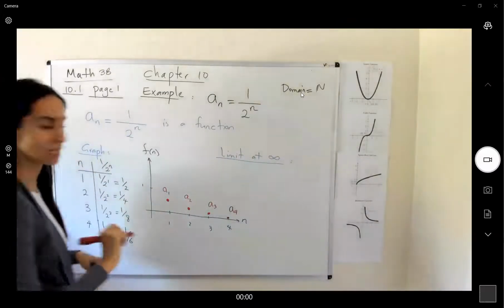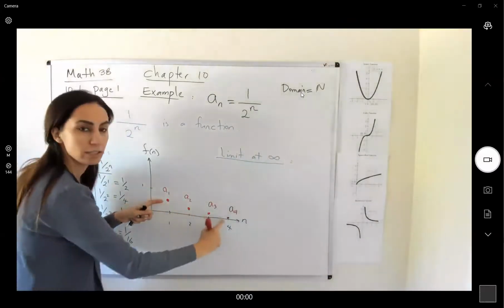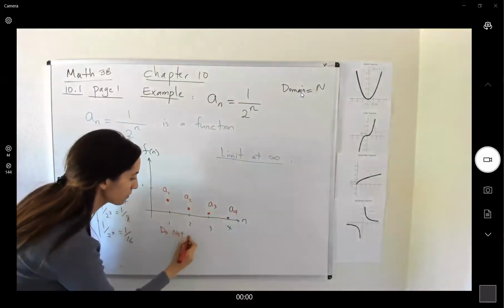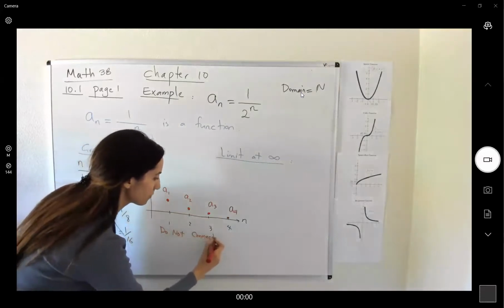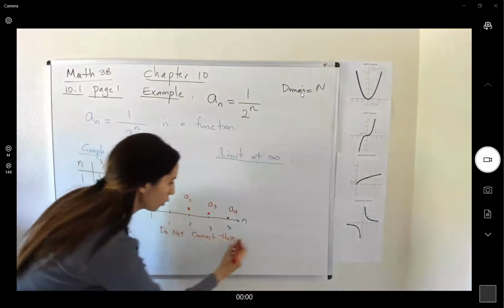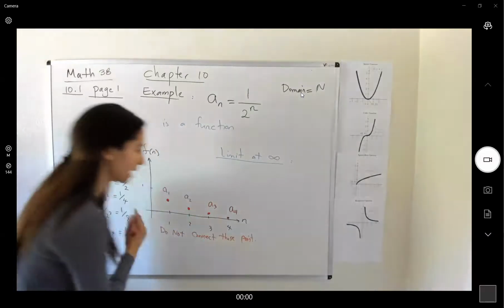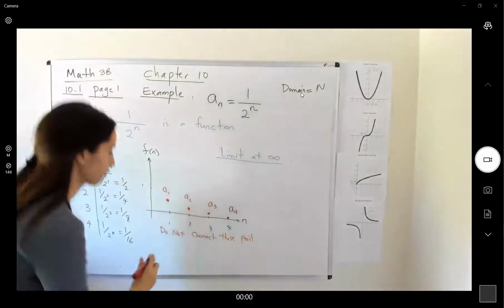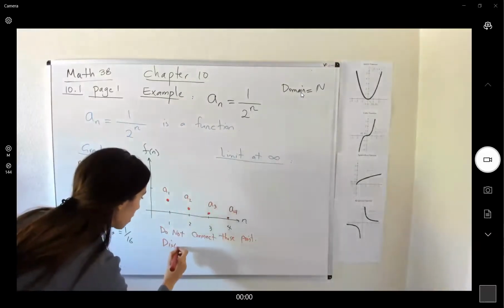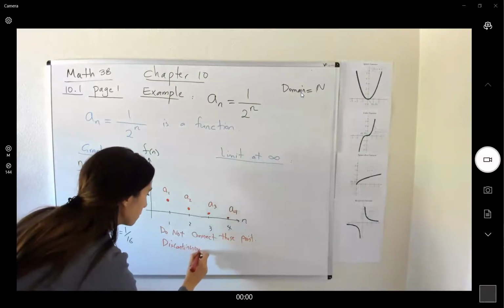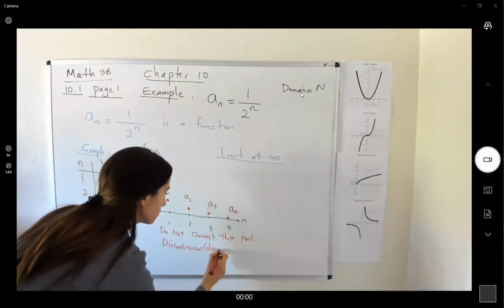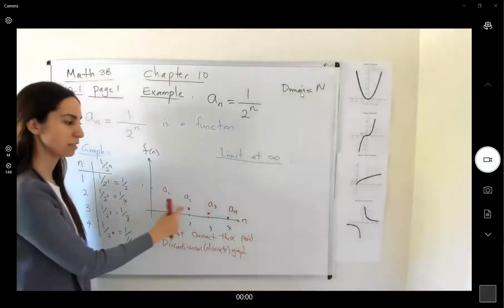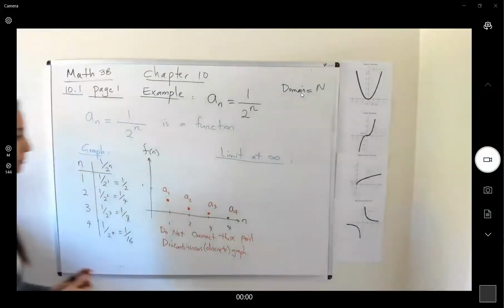First of all, note that we cannot connect these points. Do not connect these points. It's actually a discontinuous, or discrete, graph. It means that there are gaps in between.